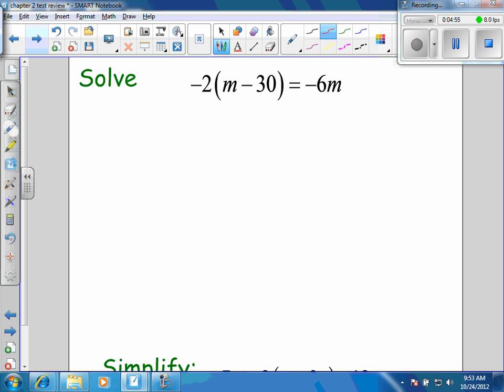Okay, this is an example of distributive property. And again, we've already practiced doing this 2 ways, so you can pick a way. So go ahead and solve that. Does anybody have an answer yet?